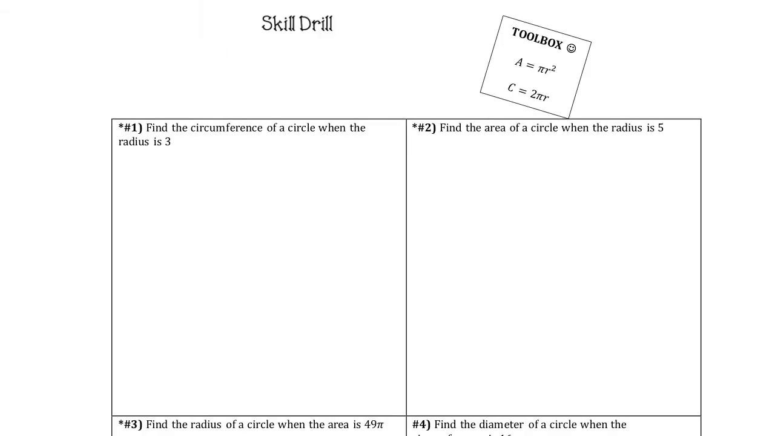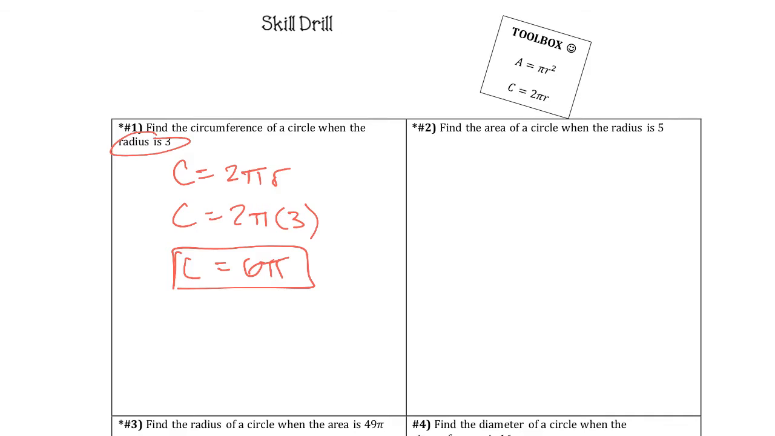So we just went over area and circumference of circles. The skill drill today is just super fast on calculating these. So pause the video, try the first two. All right, so the circumference formula, 2 pi r. The radius is 3, so the circumference equals 2 times pi times 3. So the circumference here is 6 pi. Bam, done.